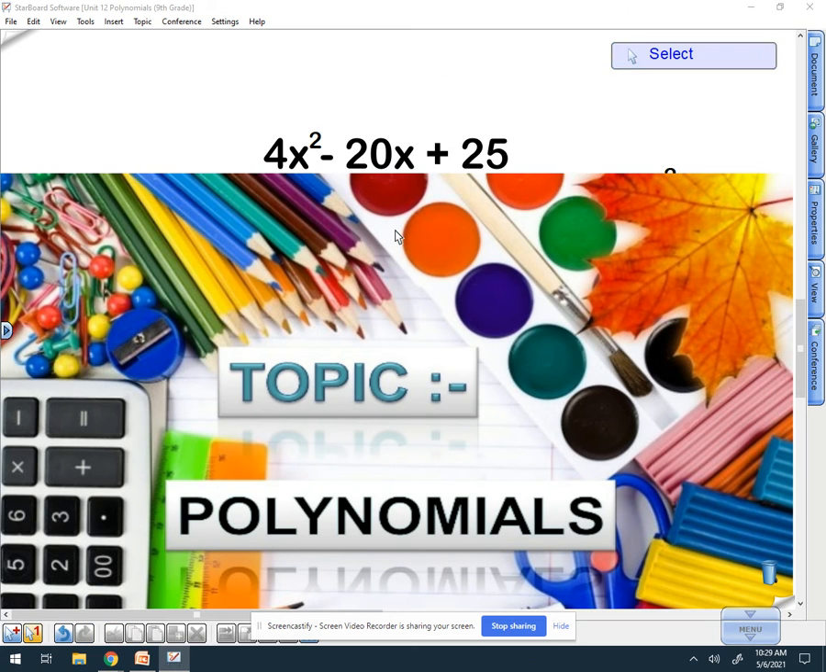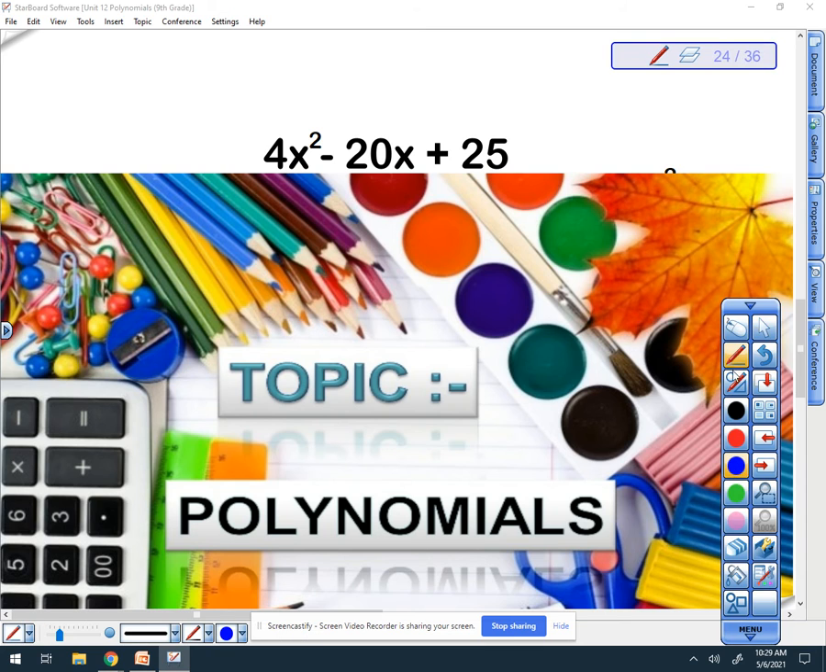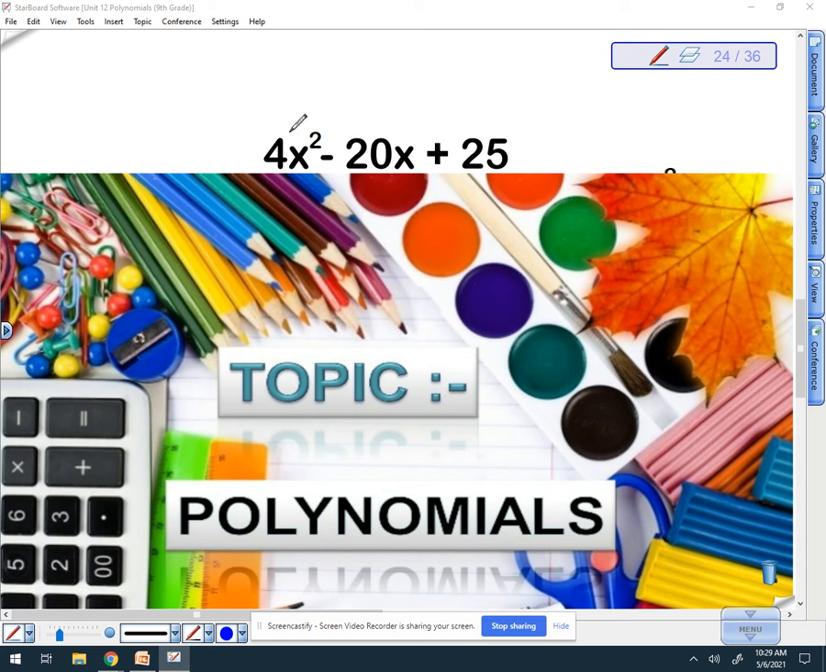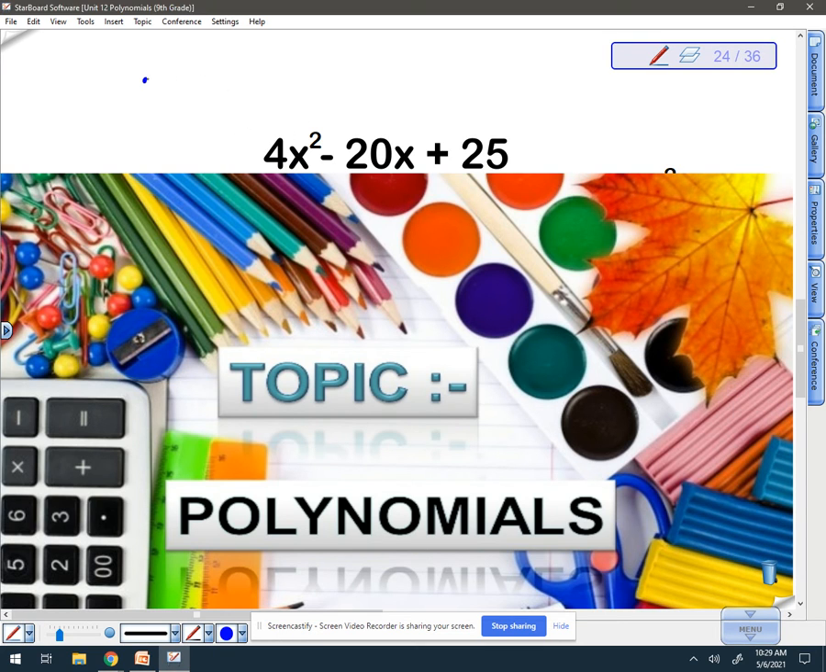So how do we solve it? We say, okay, what's the square root of 4? It's 2. We have an x, so x. This is a subtraction symbol, so subtraction symbol. Square root of 25 is 5. And then we put it to the second power. And that's it. That's all you do.